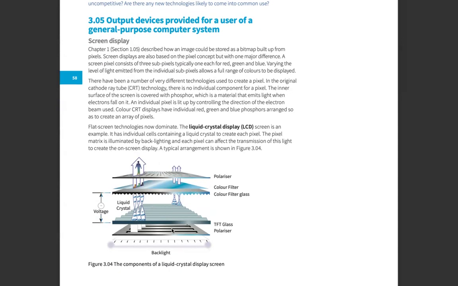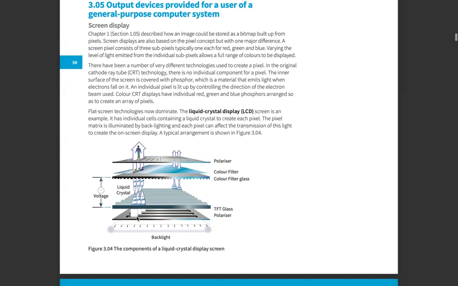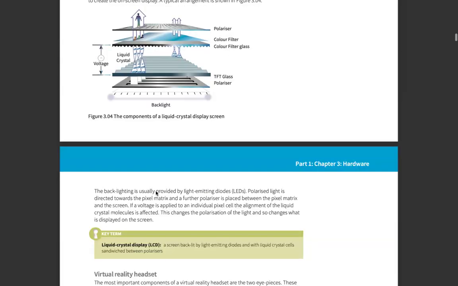This is the components of a liquid crystal display screen, for example. So in the bottom layer there is a TFT glass polarizer. Above that there are color filter glasses. Above that there are color filters. And above that there are polarizers as well. So the liquid crystals with the voltages.